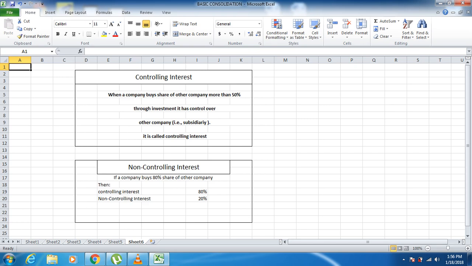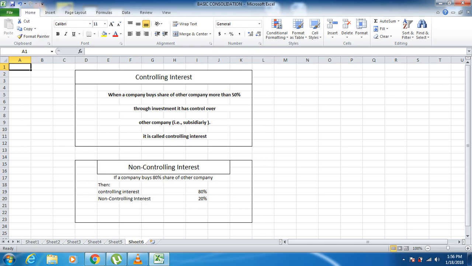Non-controlling interest. When a company buys shares of another company, more than 50% through investment, it has control over that company, that is, the subsidiary. It is called controlling interest.